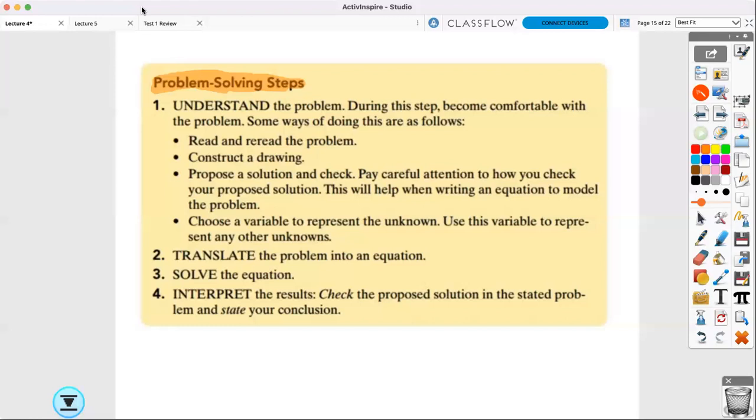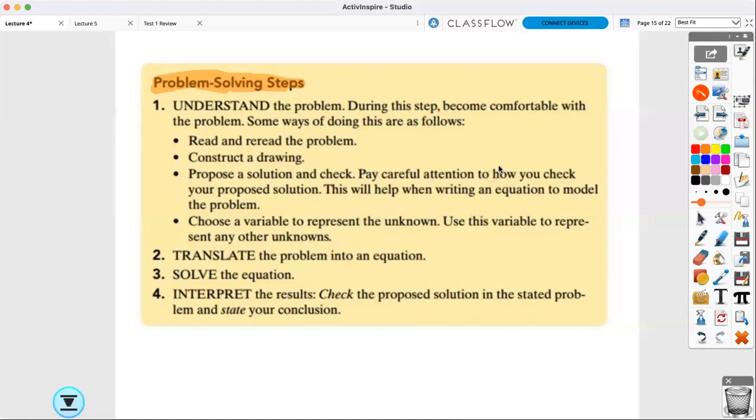Choose a variable to represent the unknown. Use this variable to represent any other unknown. Step 2, translate the problem into an equation. So pretty much these problem solving steps are going to show you how to translate the problem. Some problems can be written into an equation. Step 3, solve the equation. Step 4, interpret the results and check the proposed solution in the stated problem and state your conclusion.